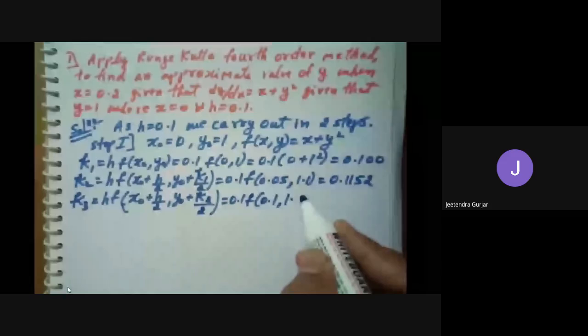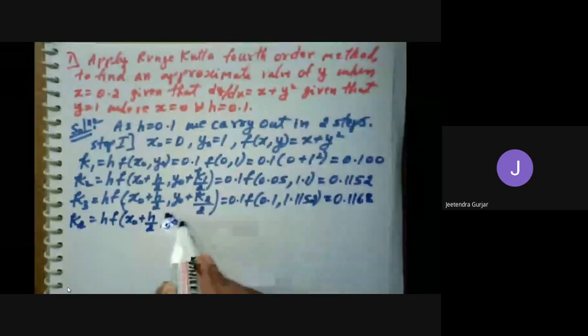Try to substitute this value now. Sir, it is correct, 0.1152. Okay, so the value you get is 0.1152. There is no problem. The answer you get is 0.1152. So write the formula, substitute the values, and the answer will not change.